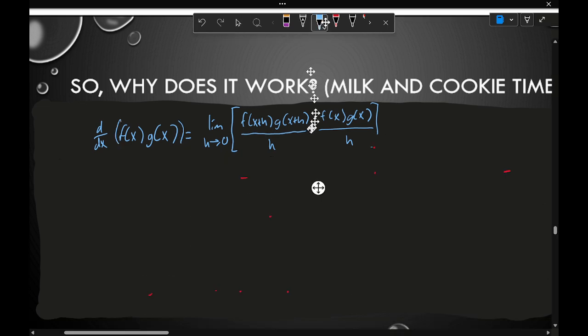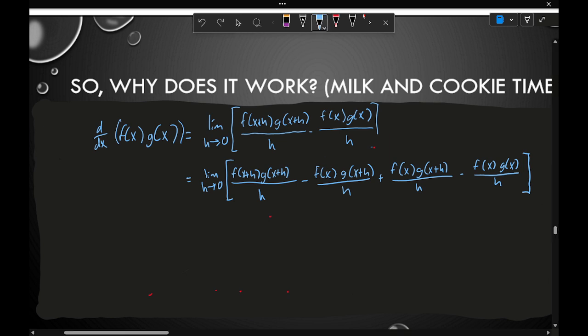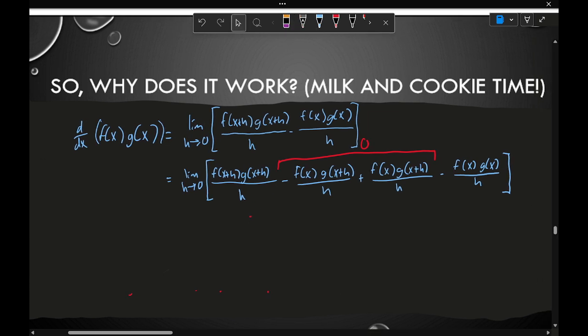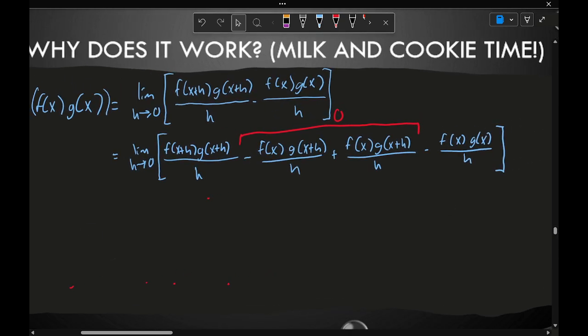I broke it up into two subtracted fractions here, but you can easily just do it like it normally looks, same thing. Now, you keep this same limit, and in the middle, we're going to add these two terms here, where you add the term and then you subtract the term, basically making it so that it's 0. But you're going to add f of x times g of x plus h over h, and then you're going to subtract it and then add it in the middle, and you'll see why in a second.